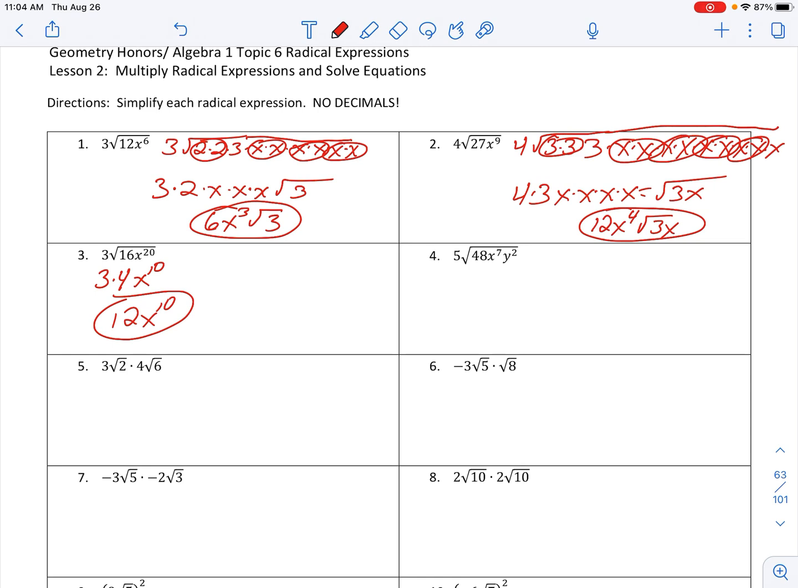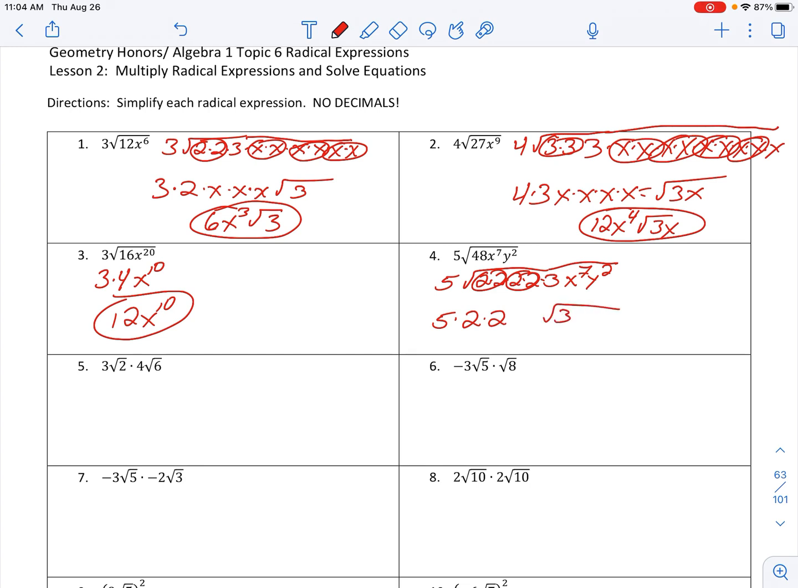And then number 4, 5, square root of 48 there. Do your prime factorization. Now, I'm not going to spell that out anymore. I'm going to use kind of my shortcut. Pairs make perfect squares. I got a 5. I got a 2. I got another 2. 3 is going to stay underneath.